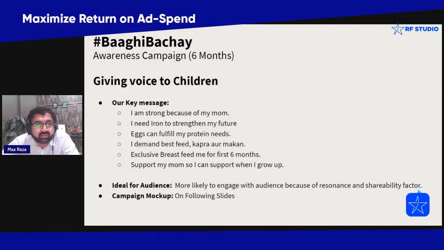So our filtering metric, I can say, was mainly CTR. People should be clicking through, and they should be greeted with a landing page containing more information and more details for that audience to capture. And what we tried to do over here was to give voice to children. The children are the most affected ones.